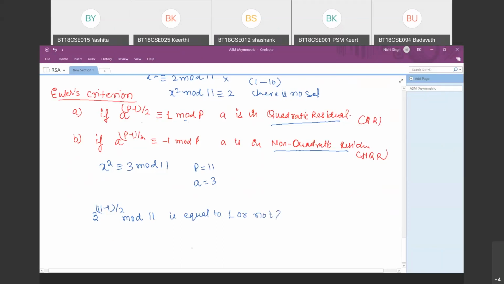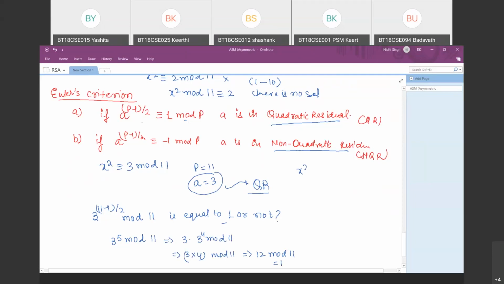Test it. So 3 to the power (11 minus 1) divided by 2 is 3 to the power 5 mod 11. Now solve it: 3 and 3 to the power 4 mod 11. It is 3 into 4 mod 11, and that is 12 mod 11. So yes, it is equal to 1. If it is equal to 1, then we can say this a value lies in the quadratic residue set.